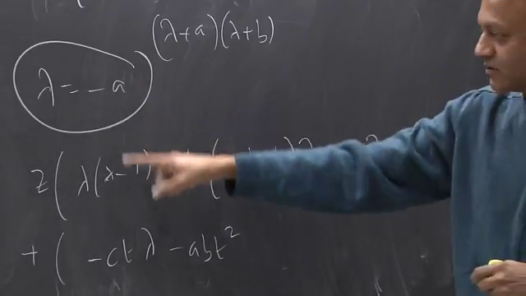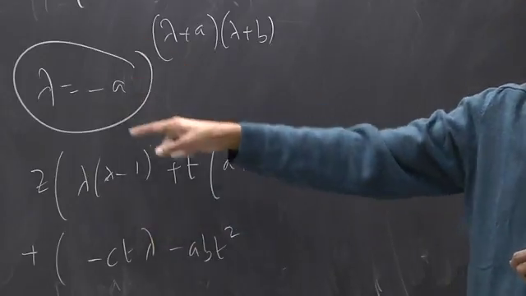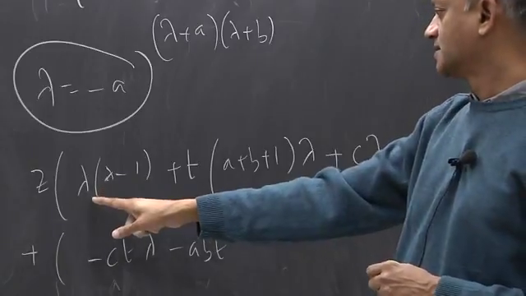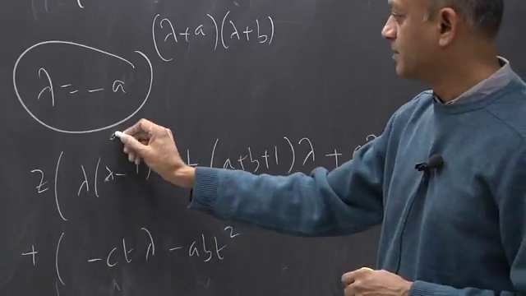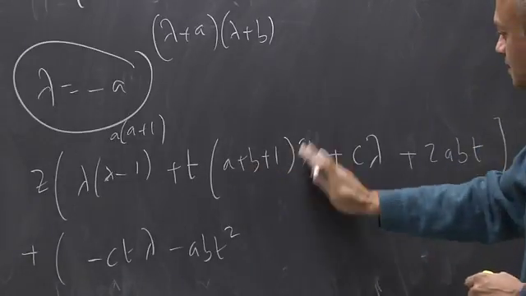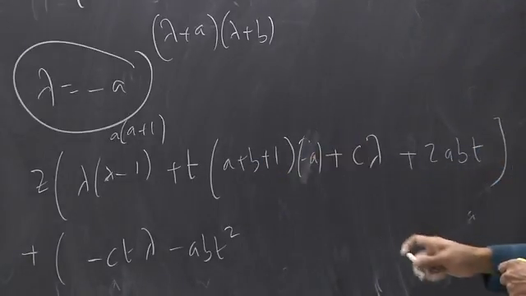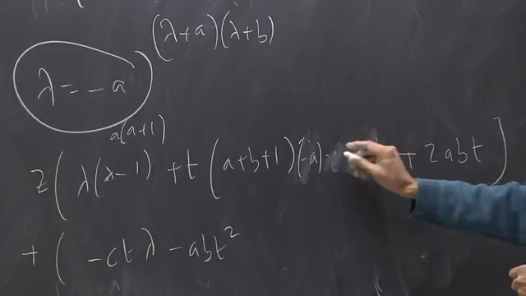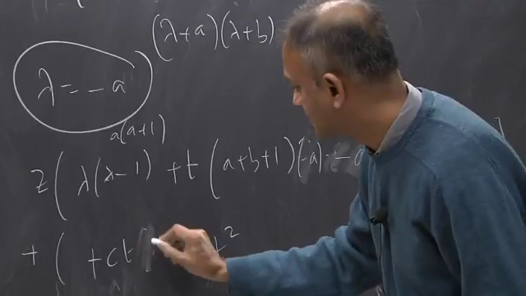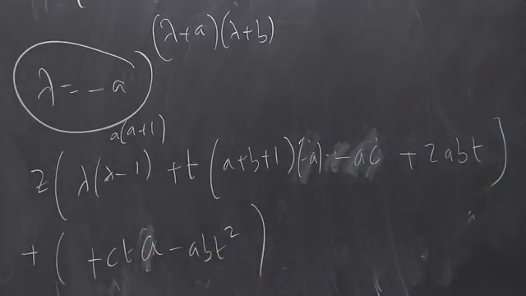Okay, so that's the whole thing. And now I substitute lambda equal to minus a. So that a minus a disappears. So this becomes a times a plus 1. Here you get minus a times this. This is minus ac. And here it's plus a. Okay. So this is what we have.